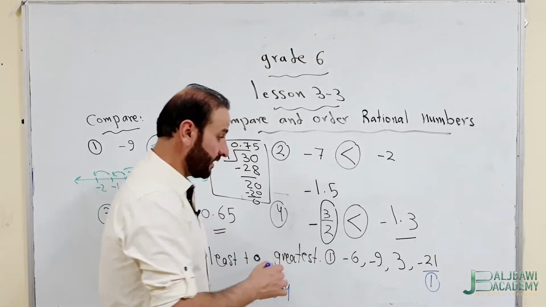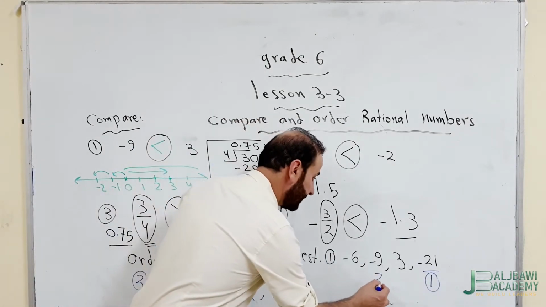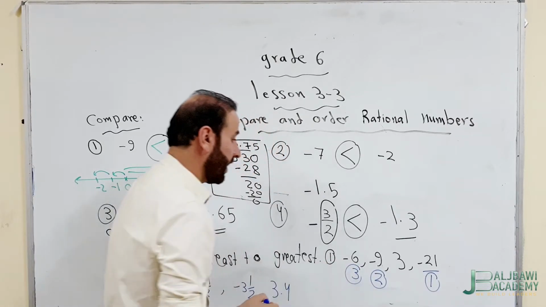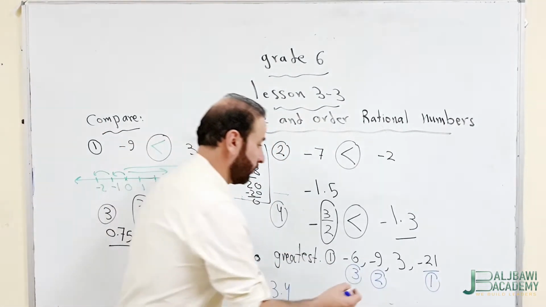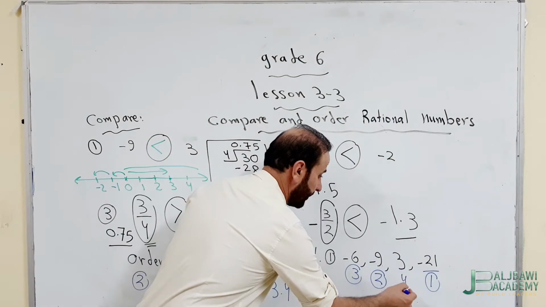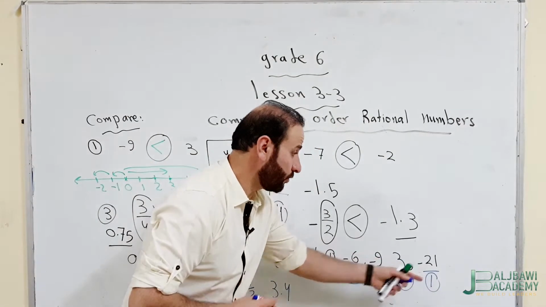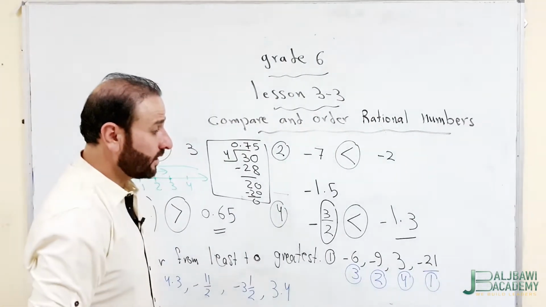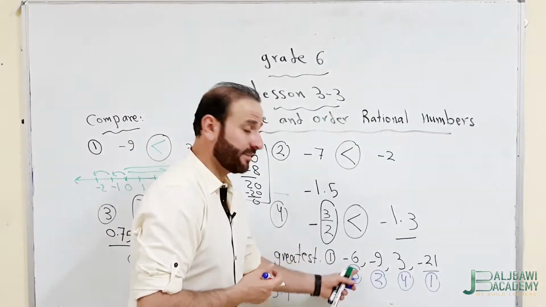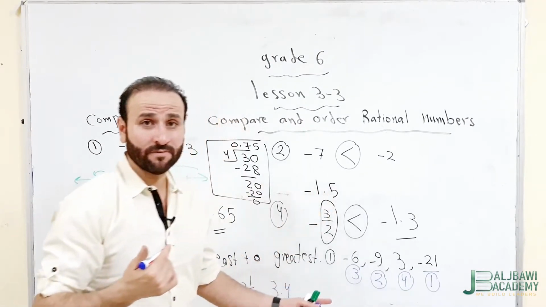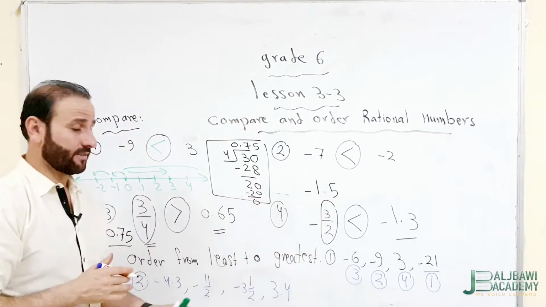And then negative 9 is less than negative 6. Then negative 6 is the third. And 3 is a positive number, so it will be the greatest number. Because as you remember, I told you negative 21 is on the left of negative 9, and negative 9 is on the number line on the left of negative 6. The more we go to the left, the less the number will be.